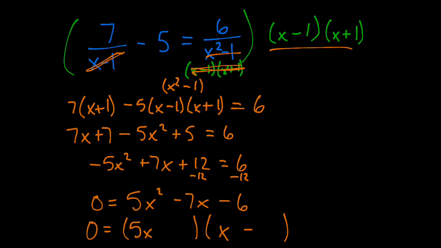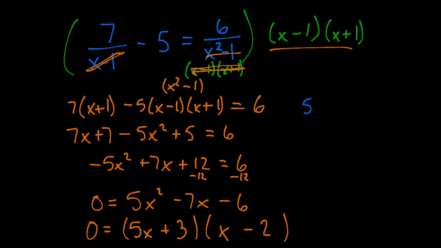It looks like this will be minus 2, because that would get us to a negative 10x, and then plus 3 over here, because that would get us the negative 7x. So we would have minus 10x plus 3x gets us that negative 7x. 3 times the negative 2 is the negative 6. And 5x times x gets us the 5x squared. So then to finish finding the zeros, we take each of these factors, set them equal to 0.